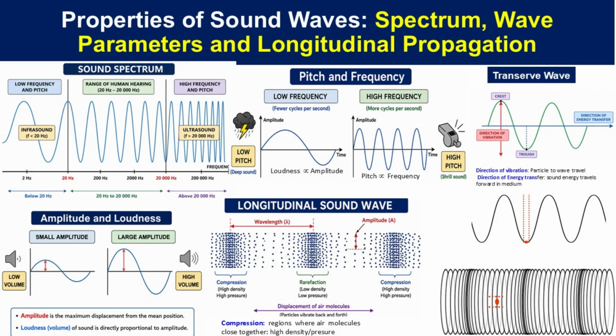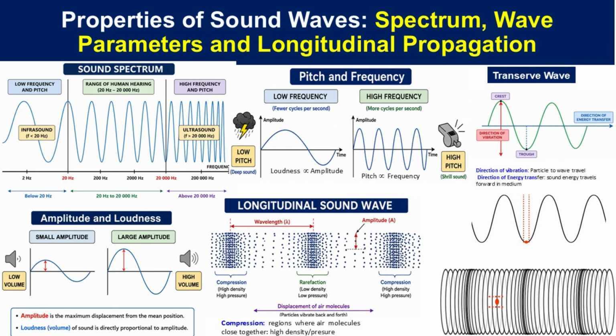The transverse wave figure is shown only for comparison. In a transverse wave, the particles vibrate perpendicular to the direction of wave propagation. But sound in air and water is mainly a longitudinal wave. In a longitudinal wave, the particles move back and forth in the same direction as the wave travels. This produces alternating regions of compression and rarefaction.